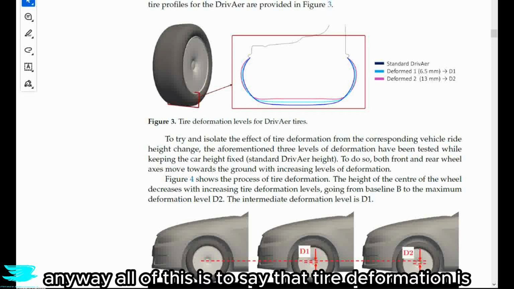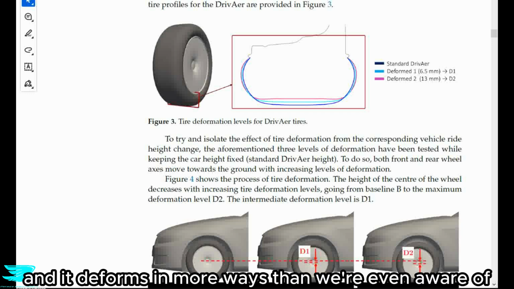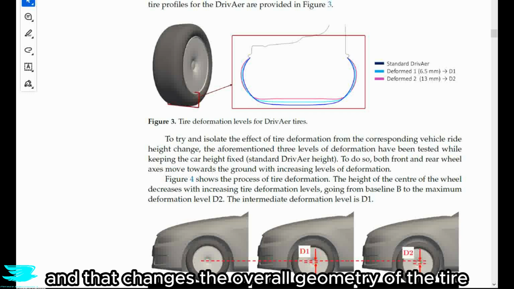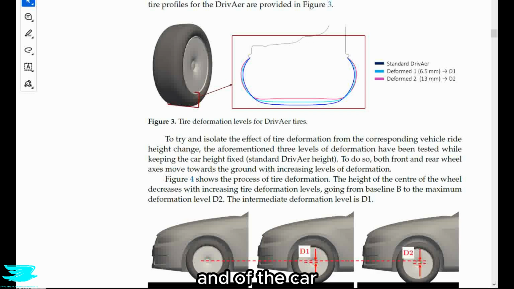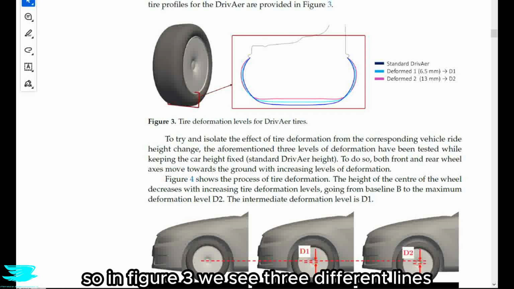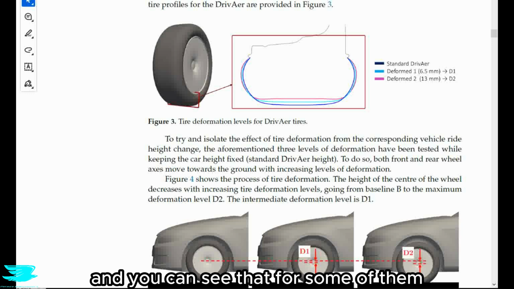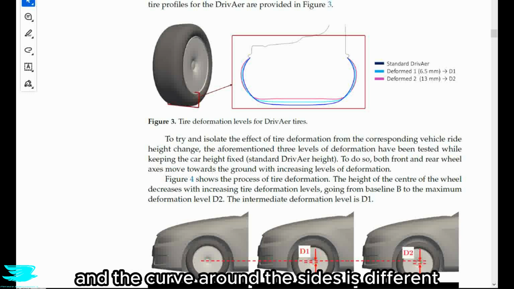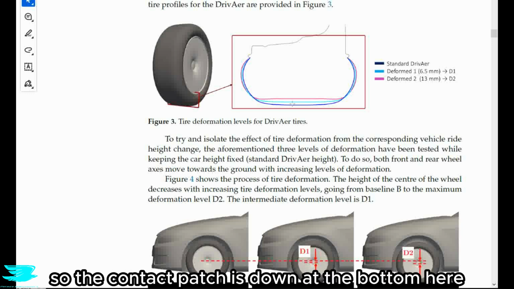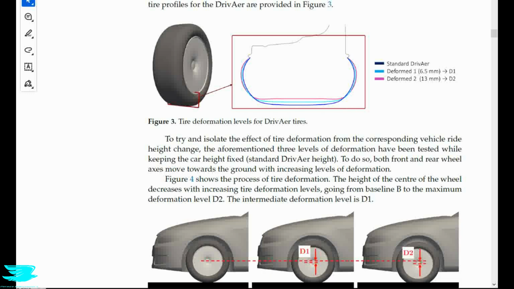Anyway, all of this is to say that tire deformation is very complex, and it deforms in more ways than we're even aware of even now, and that changes the overall geometry of the tire and the car. So in figure 3, we see 3 different lines, the red, blue, and dark blue. And you can see that for some of them, the contact patch is wider and the curve around the sides is different. So the contact patch is down at the bottom here.